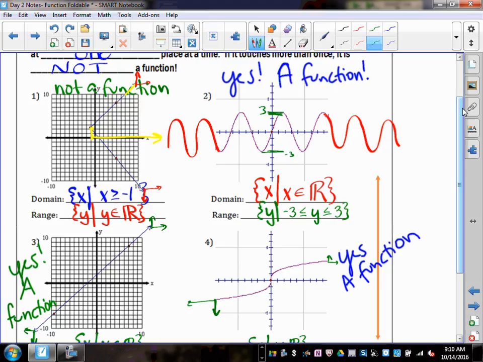Any other questions on this? I know it's a lot of weird stuff. Did you have to do this before when you did your functions? Probably not. I didn't think so. So that would be your first new thing for today.